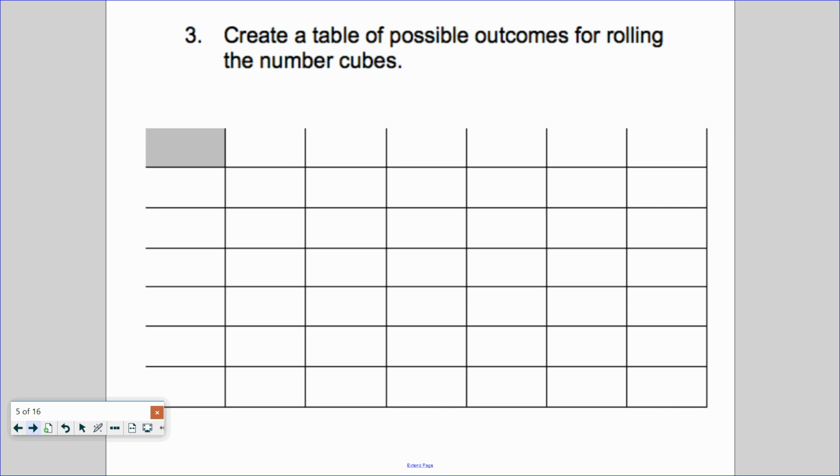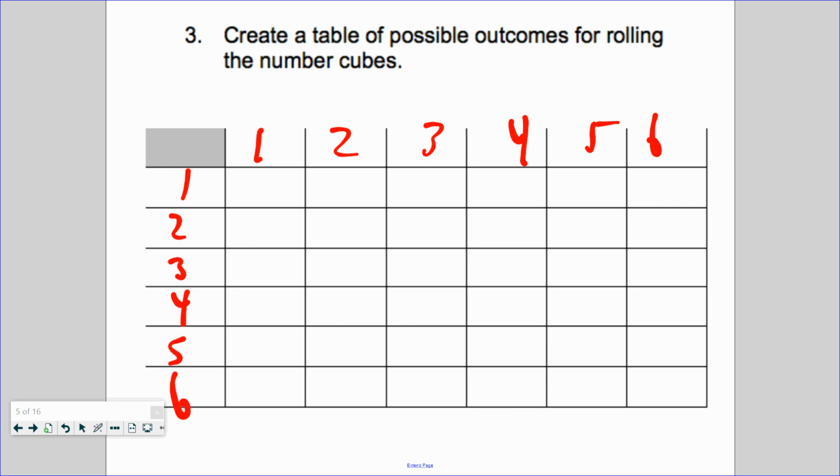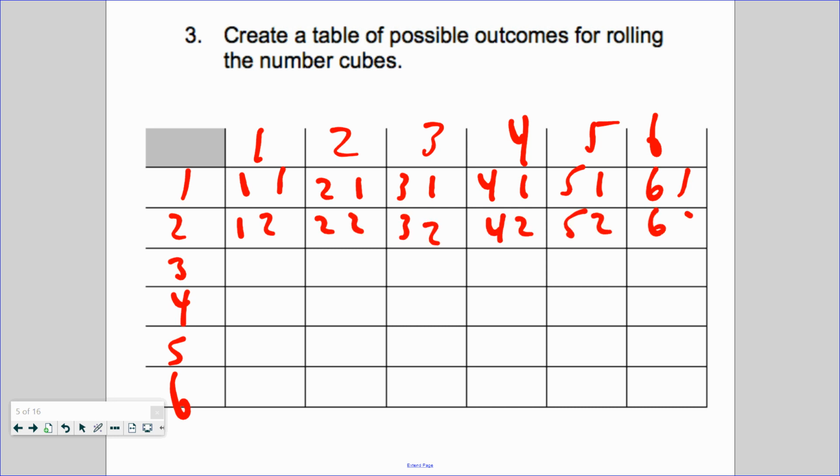So you're going to create a table for rolling. 1, 2, 3, 4, 5, 6 across, and 1, 2, 3, 4, 5, 6 down. So I roll a 1, then another 1. I roll a 2, then a 1. A 3, then a 1. A 4, then a 1. A 5, then a 1. And a 6, then a 1. Then I roll a 1 and a 2, a 2 and a 2, a 3 and a 2, a 4 and a 2, a 5 and a 2, a 6 and a 2. So the first die, I roll a 1 again.